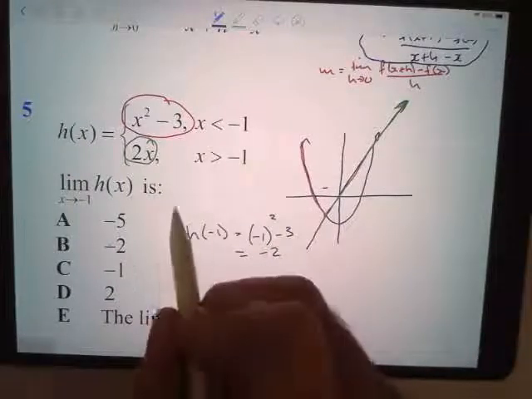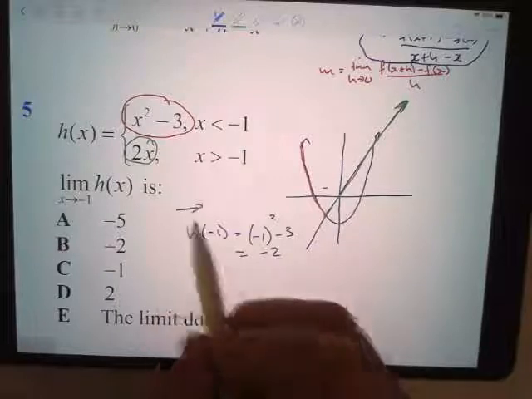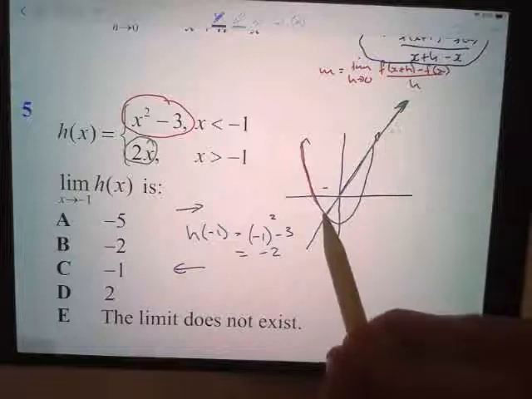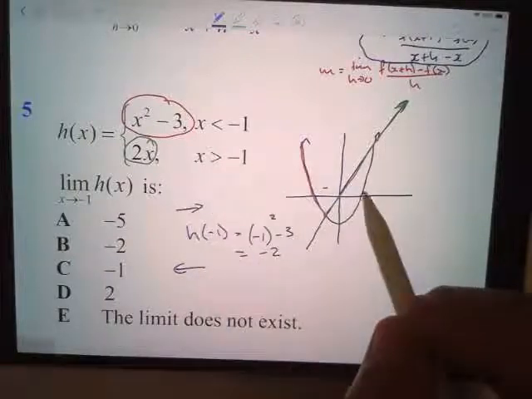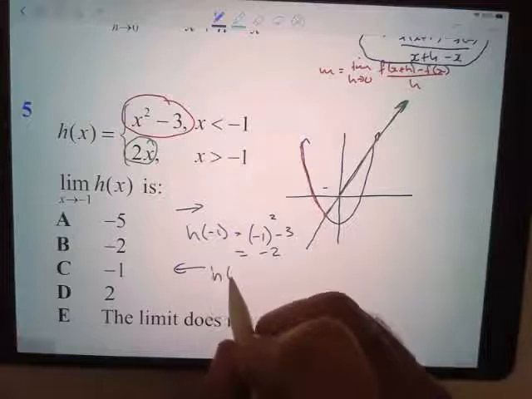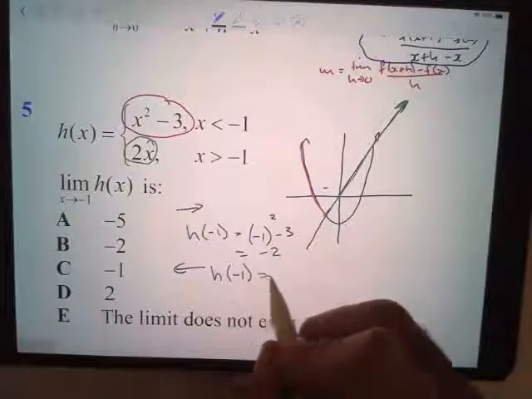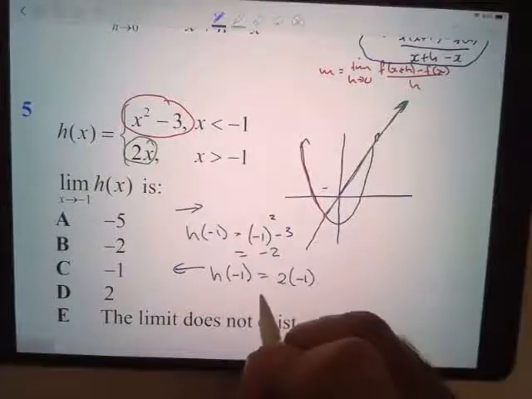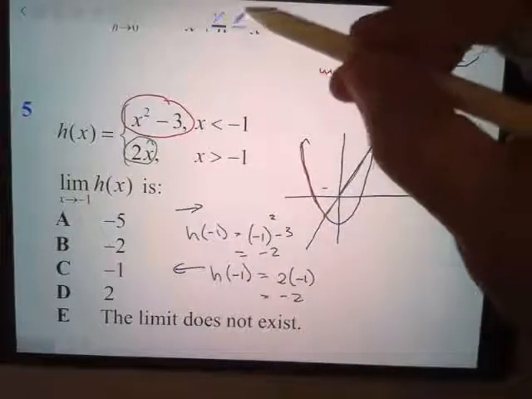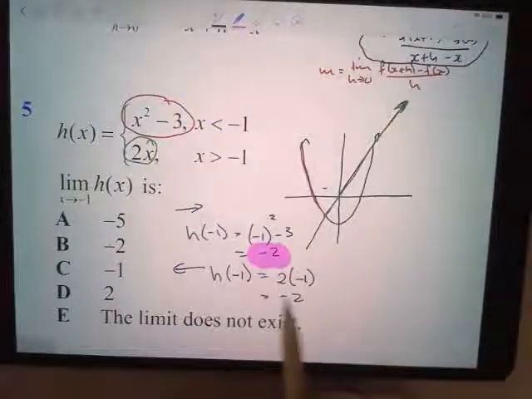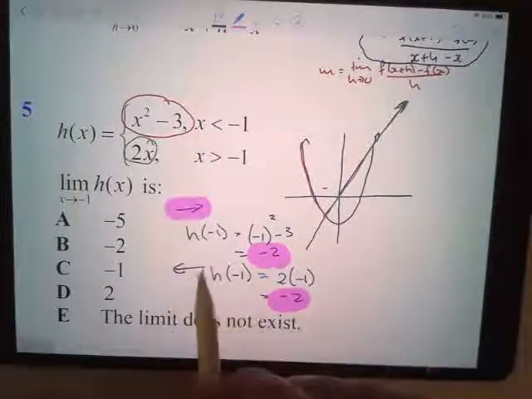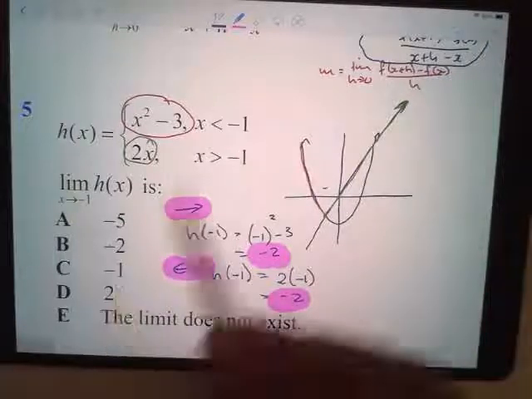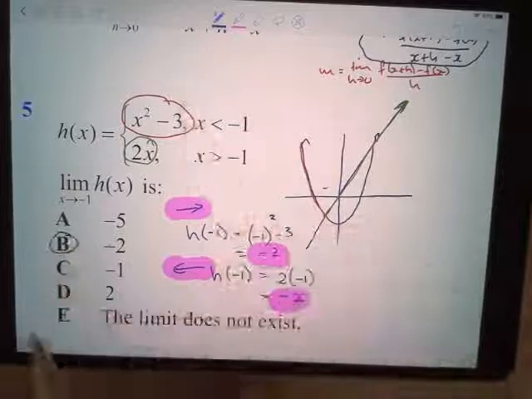So this is approaching from the left-hand side. If I approach from the right-hand side, then I'm going to put x into that because that's the green graph. That's where x is greater than -1. So when x approaches -1 from the right-hand side, I'm going to substitute in there. 2 times -1 is -2. Since this value and this value are the same, if I approach from the left and from the right, the limit does exist. And what is that limit? That limit is -2, which means this is my answer.